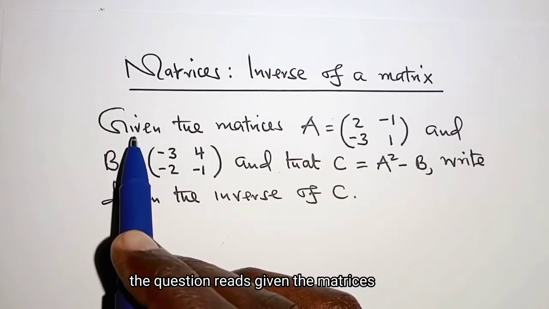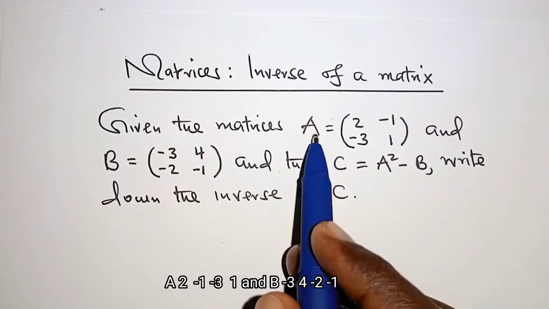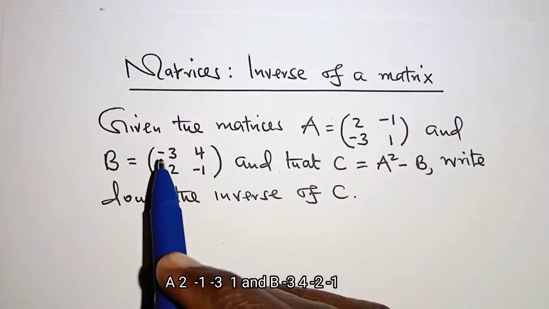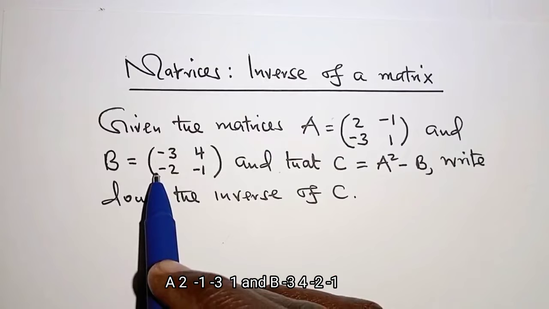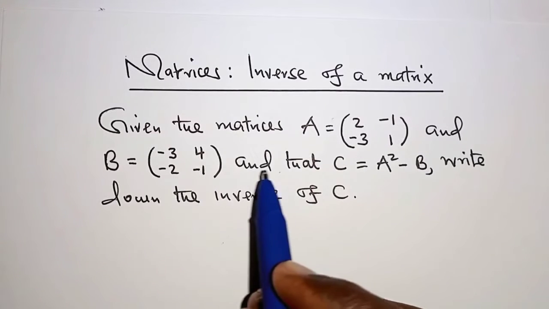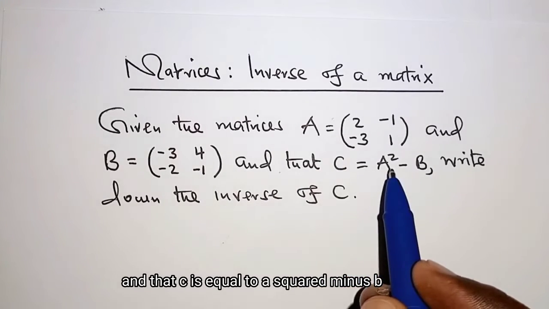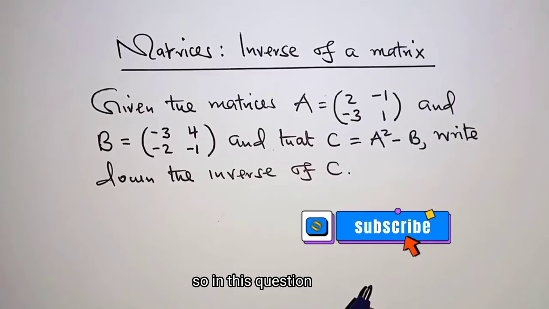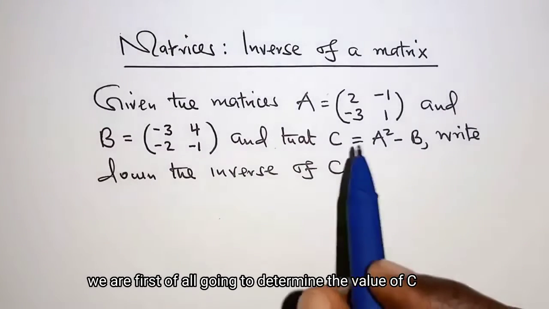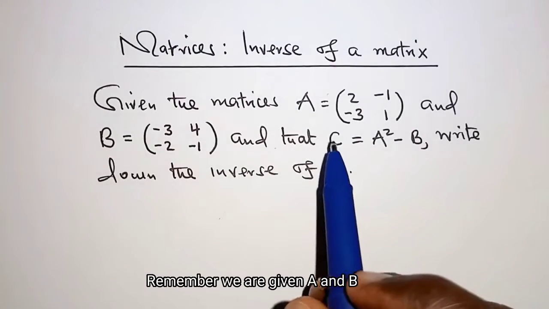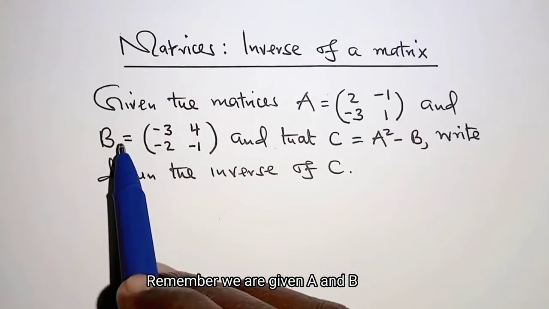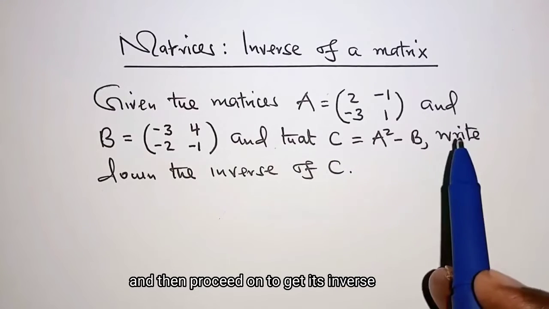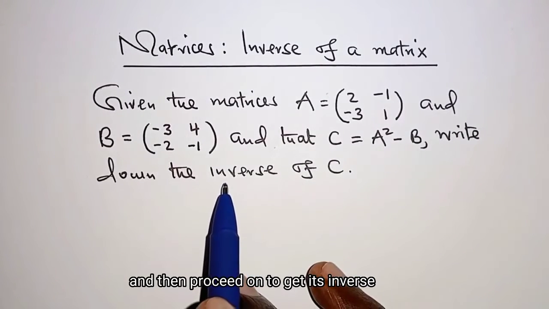The question reads, given the matrices A = [2, -1; -3, 1] and B = [-3, 4; -2, -1], and that C is equal to A squared minus B, write down the inverse of C. So in this question, we are first of all going to determine the value of C. Remember, we are given A and B. So from this equation here, we'll determine C and then proceed on to get its inverse.